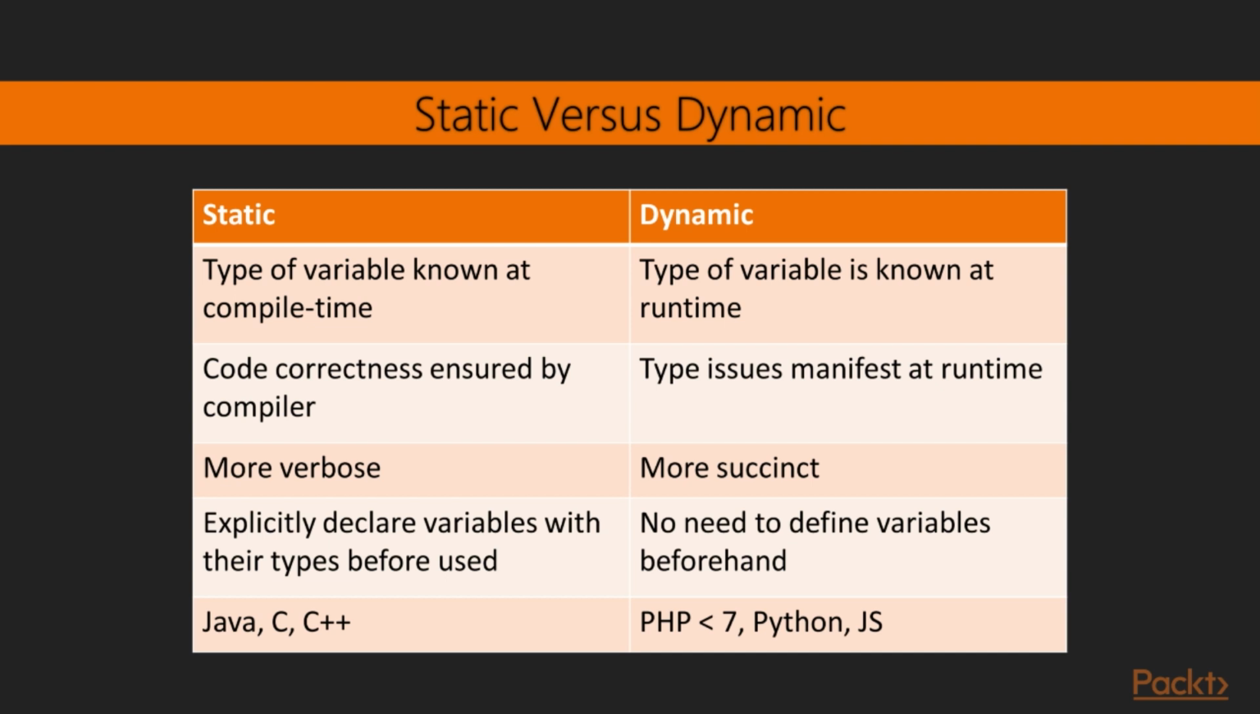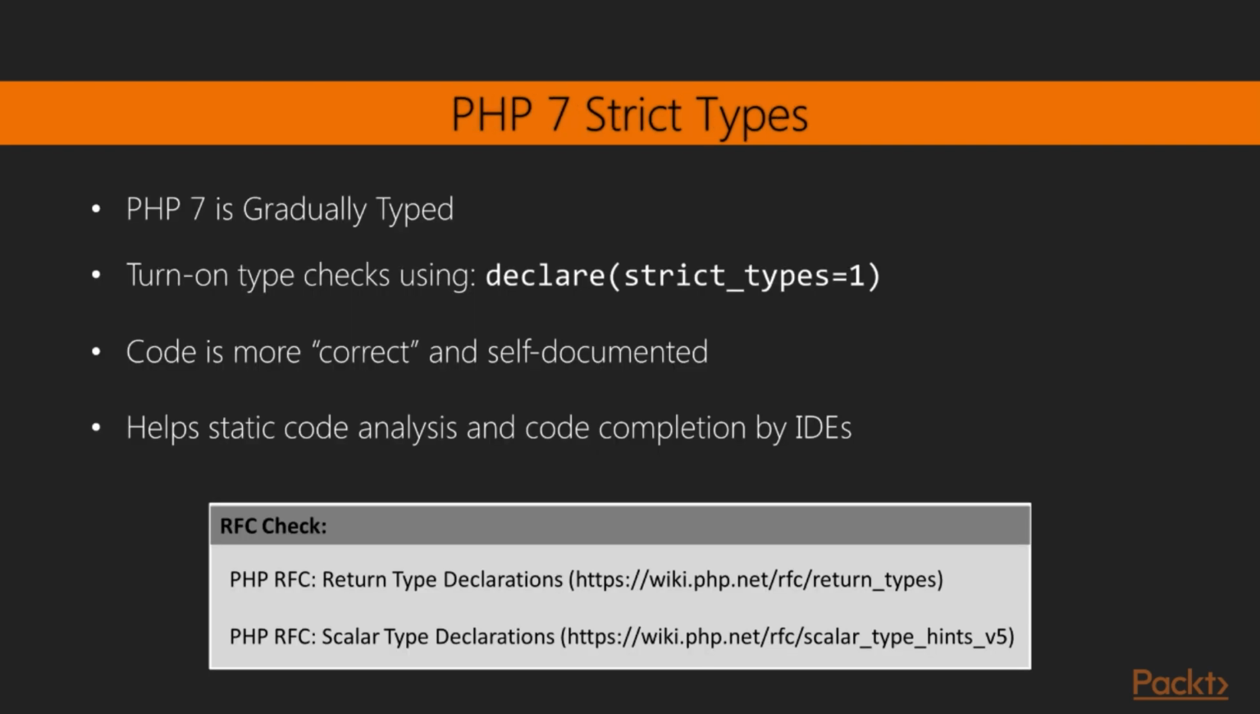Some examples of statically typed languages are Java, C, C++, C#. Dynamic languages include PHP, any version of PHP before PHP 7, even though PHP 7 is also considered dynamically typed, also Python and JavaScript. And the reason I say before 7 is because we're introducing this notion of a language that is gradually typed. In other words, you can begin to turn on type checks by using this statement at the top of your file called declare strict types equals 1.